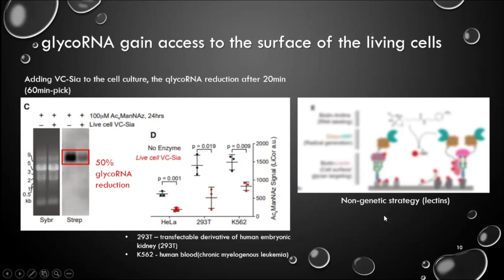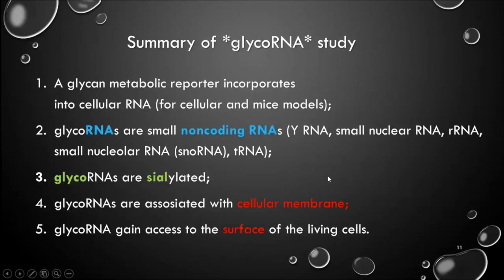They also applied a non-genetic strategy related to lectin binding. If you're interested in that approach, I encourage you to go to the method section of the paper. To summarize, a glycometabolic reporter incorporates into the cellular RNA, which is true for the cellular and the mice model.